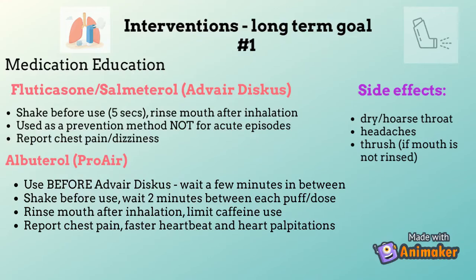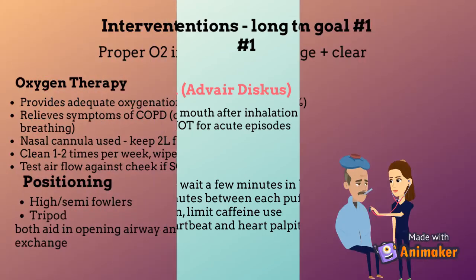The first intervention for long-term goal number 1 would be about medication education. Since the patient is on 2 different inhalers, I would educate on how to use both inhalers, ask for a demonstration back from the patient, as well as explain the side effects from both inhalers.